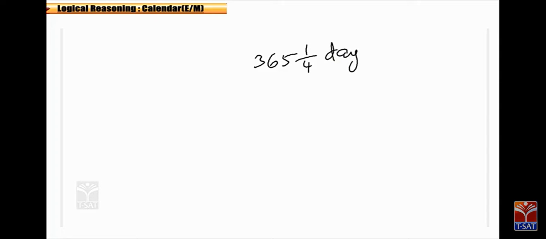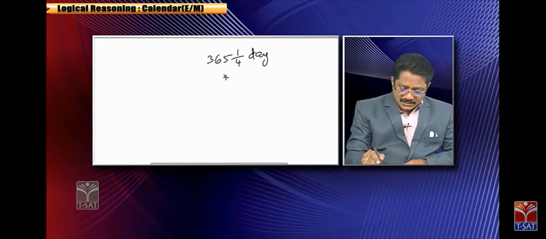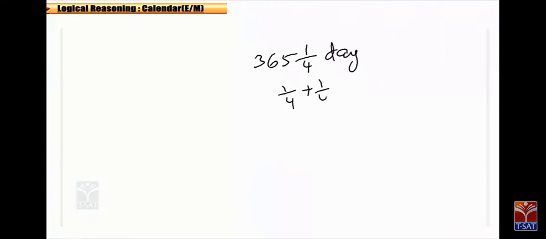For every 4 years, this 1 by 4 is accumulated, meaning 1 by 4 plus 1 by 4 plus 1 by 4 plus 1 by 4, which is simply 1, correct? Meaning for every 4 years, these 365 days will become 366 days. That's the reason behind a leap year having 366 days.